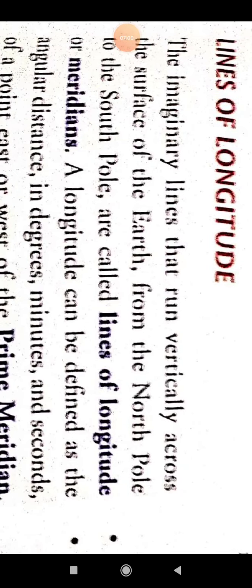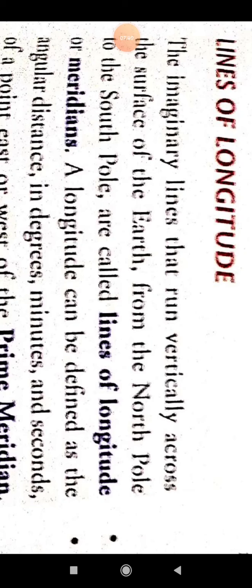Now the next is lines of longitude. Okay, so lines of longitude are also imaginary lines that run vertically across the surface of the earth, and lines of latitude run horizontally. Longitude lines run vertically across the surface of the earth from north pole to south pole. These longitudes run from north pole to south pole, and they are called the lines of longitude or the meridian.